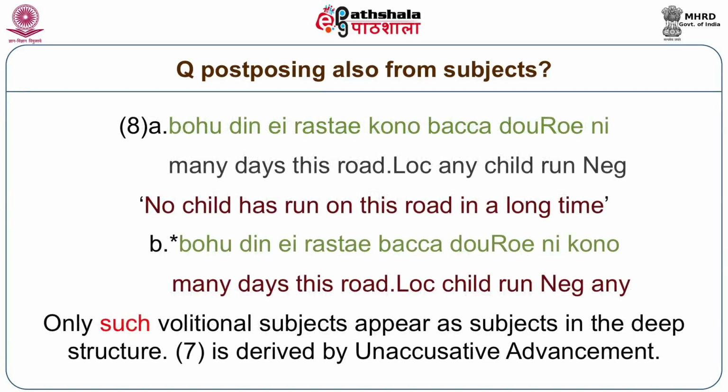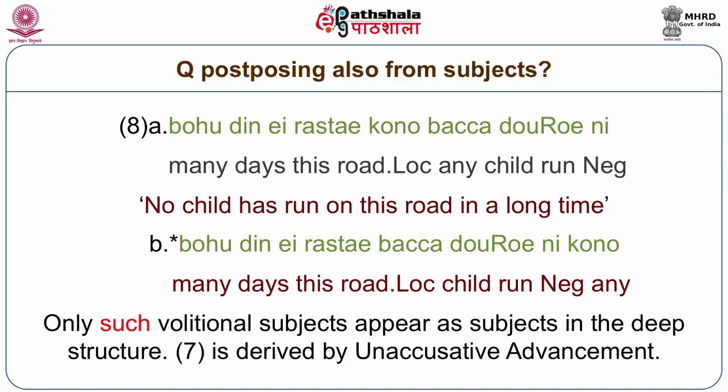Consider sentences 8a and 8b. In 8a, you have another subject carrying no case marking, containing the quantifier kono. Bohudin ei rastaye kono bachcha douroini. For a long time on this road, no child has run. You cannot turn that into a variant where the kono, the word for any, lands on the right. You cannot say Bohudin, for a long time, ei rastaye, on this road, bachcha douroini kono, child has not run any. That is ungrammatical.